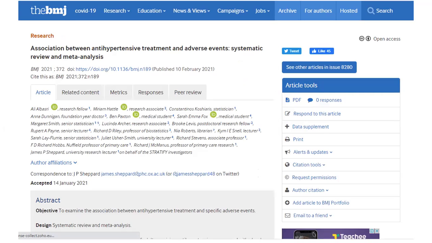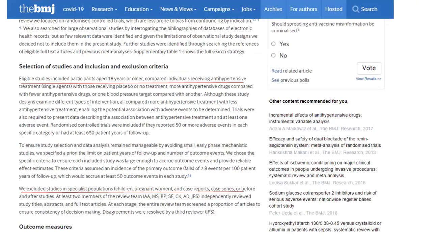Moving further, I looked into the BMJ, and I got a systematic review and a meta-analysis, which was also published just recently on 10th February. The title of this research paper was association between antihypertensive treatment and adverse events. They went for a systematic review and meta-analysis. As told earlier in one of my previous sessions, a systematic review or meta-analysis is when we combine all the RCTs, and if we analyze those RCTs to get the best evidence for practice, that forms a meta-analysis. And if we don't analyze it, it's more of a review of the best practices that are available to us.